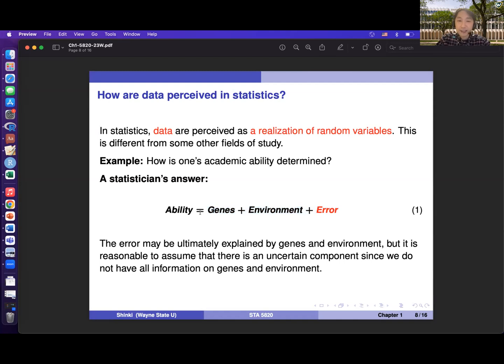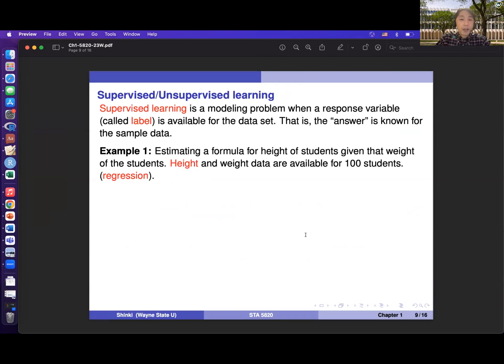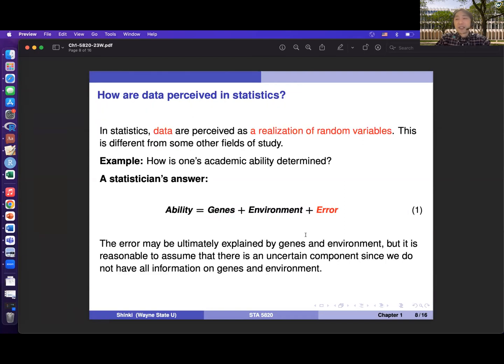Statisticians usually think in this way: ability is decomposed into gene factors and environmental factors, but some factors are not explained. Maybe this error is pretty large. For example, physicists think ability is decomposed into gene factors and environmental factors, so by definition no other factors can come in.